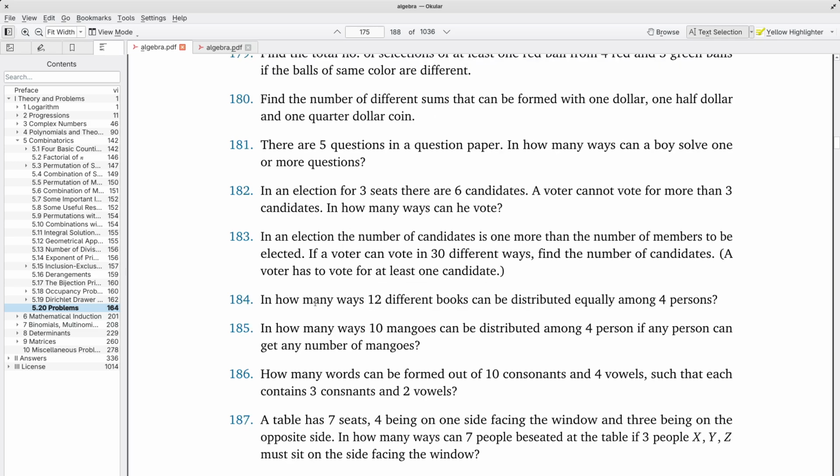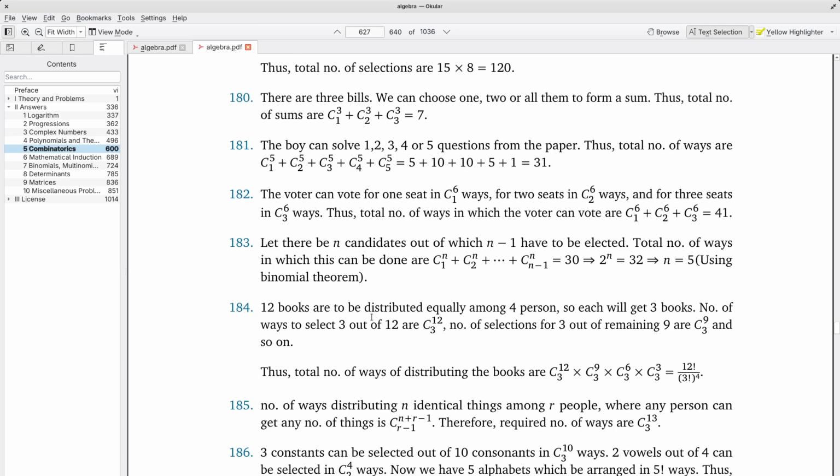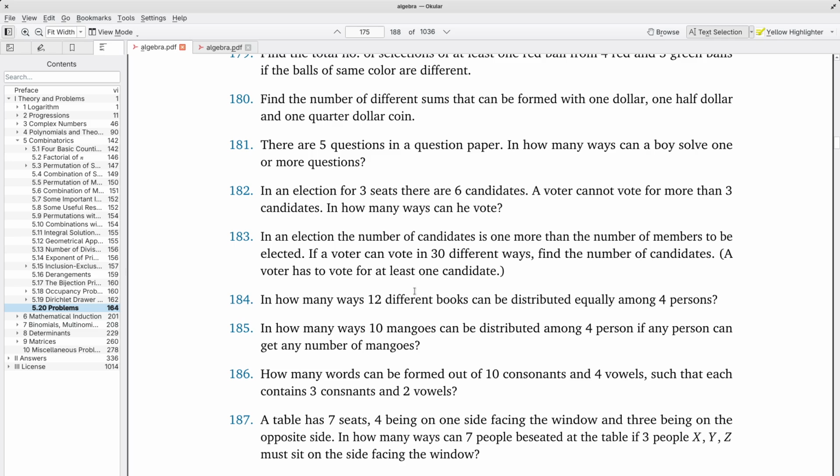Question 184 says that in how many ways can 12 different books be distributed equally among 4 persons? So for equal distribution, each will get 3 books. Number of ways to select 3 out of 12 is 12C3. Number of selections for 3 out of the remaining 9 are 9C3 and so on. The total number of ways of distributing the books are 12C3 multiplied by 9C3 multiplied by 6C3 multiplied by 3C3. That is 12 factorial by 3 factorial to the power 4.